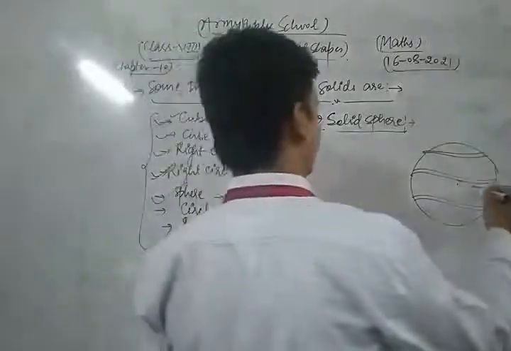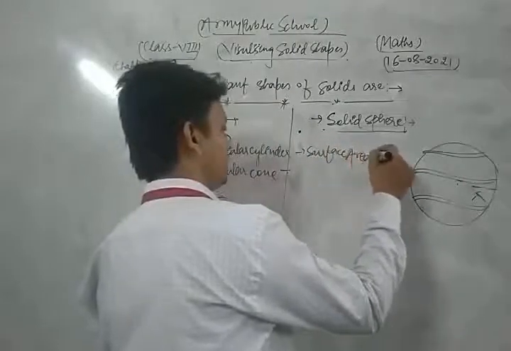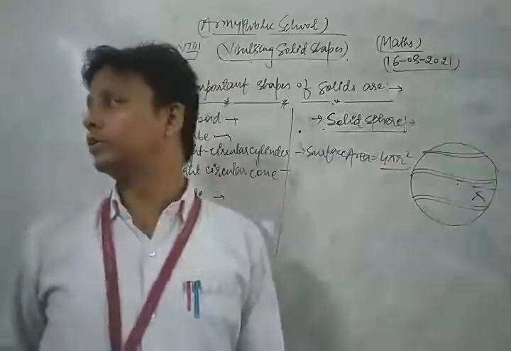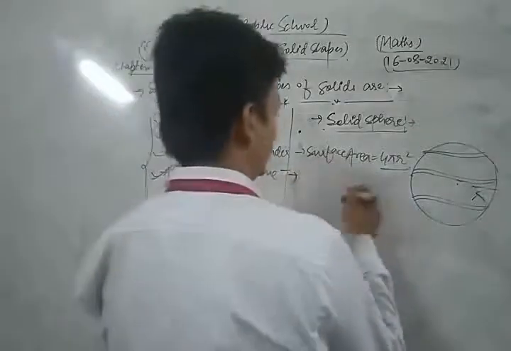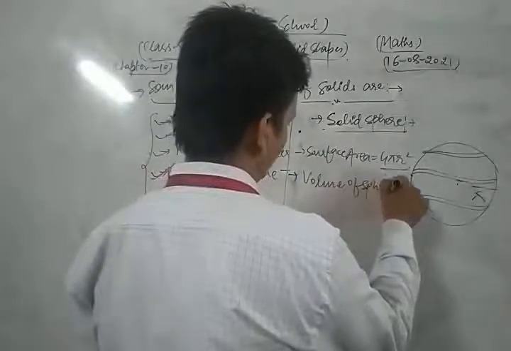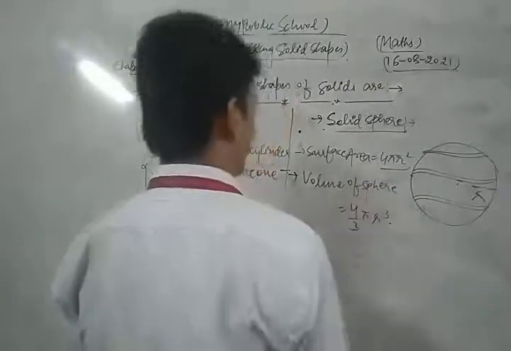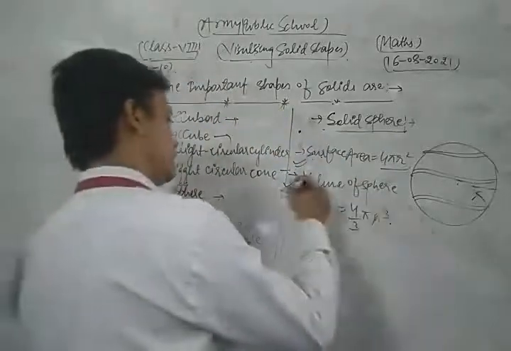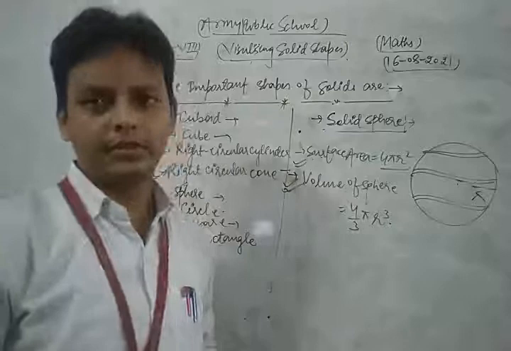Suppose R is the radius of the solid sphere, then its first formula, the surface area of solid sphere, is 4 pi R square. This is the very important formula related to sphere. This is the surface area of sphere, 4 pi R square, and the second is volume of sphere, that is 4 by 3 pi r cube. This is the volume of the sphere.